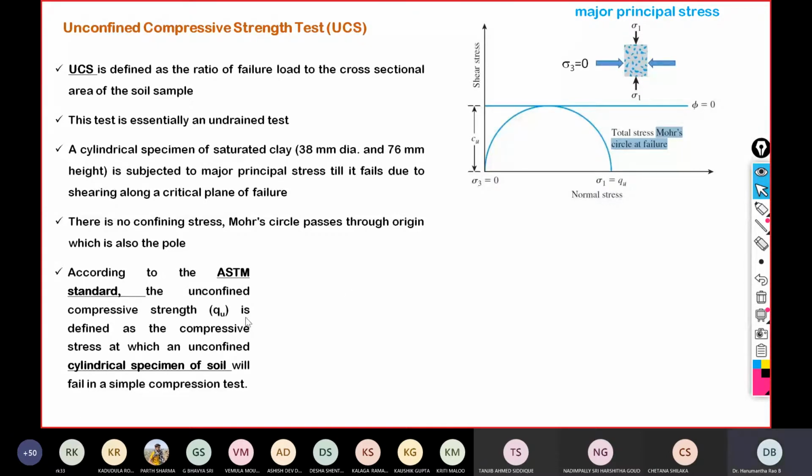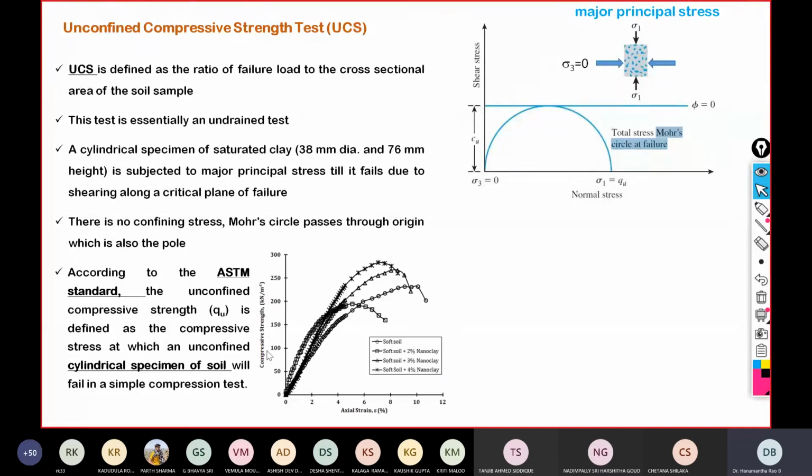So the unconfined compressive strength, which is nothing but sigma 1, or another way it is designated as qu, is defined as the compressive stress at which an unconfined cylindrical specimen of soil will fail in a simple compression test. So this is the stress strain diagram. When you try to compress this soil sample, we can develop a stress strain relationship. So that is stress versus strain. Then you'll get this kind of a stress strain graph.